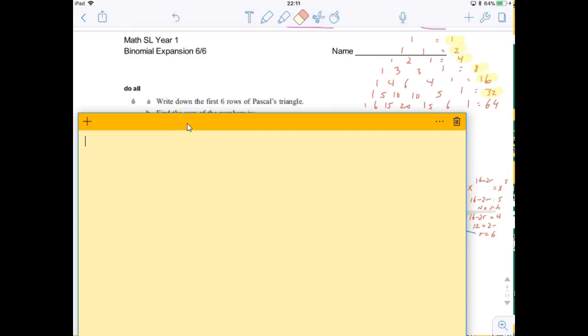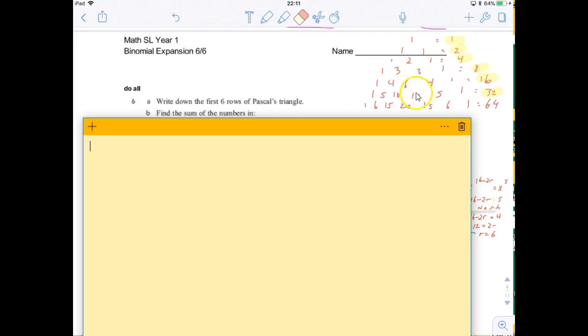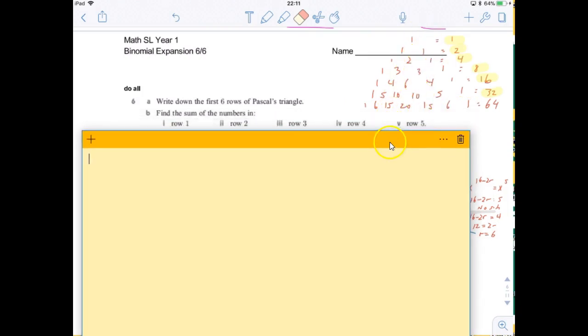Okay, page 6 of binomial expansion. 6a, write down the first 6 rows of Pascal's triangle. No big deal. Right here, okay. Find the sum of the numbers in row 1, row 2, row 3, row 4, and row 5.